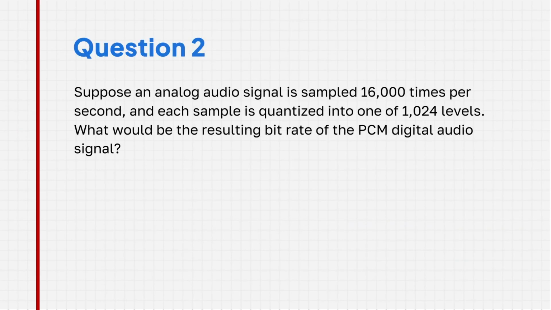Okay. Now, question 2. Suppose you have an audio signal, sampling rate 16,000 times per second, and you are going to quantize it to 1024 levels. What is the bit rate?